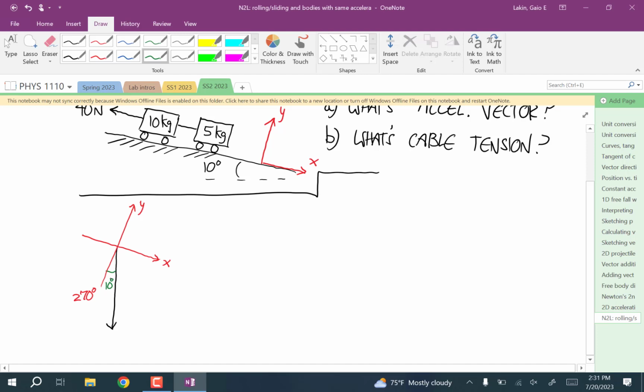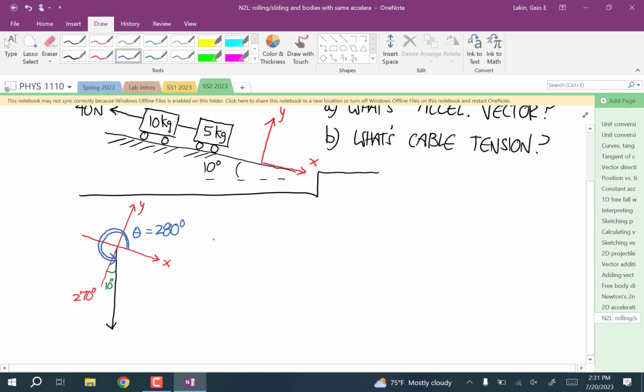Okay? So the angle that we want for our weight force vectors is going to go from the positive x-axis all the way around to the weight force. And that angle in this case then is, we get to 270 and we go past it by 10 degrees, so this is 280 degrees. So any weight force vector is going to be the weight of the object times cosine and sine of 280 degrees.